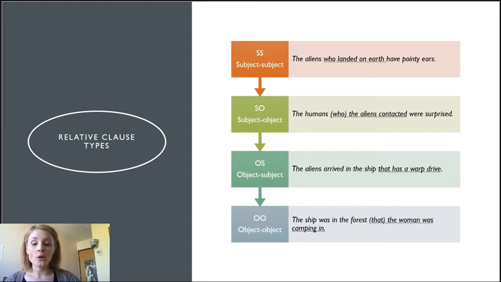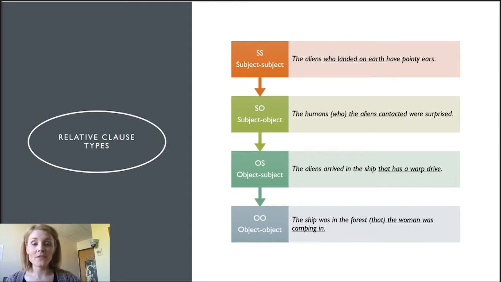Then we have an OS, or object-subject relative clause, an example being, the aliens arrived in the ship that has warp drive. So, the relative clause that has warp drive is modifying the object of the sentence, the ship. And the relative pronoun that is functioning as the subject of the relative clause. That refers to the ship, which is the subject of the clause that has warp drive.